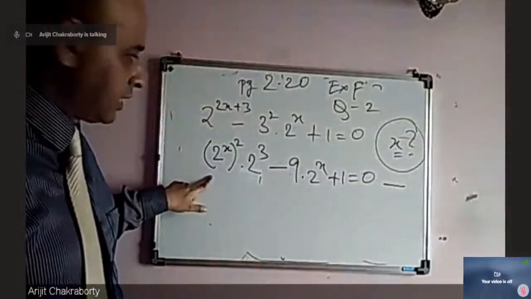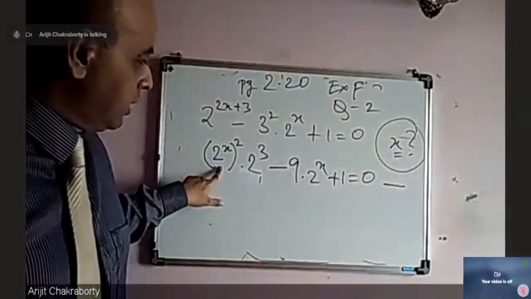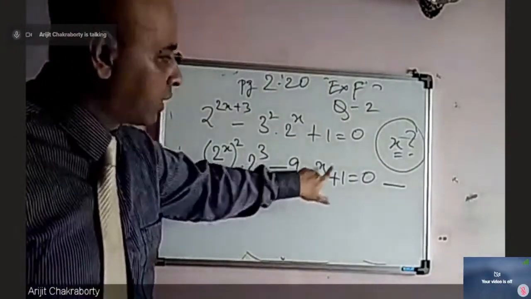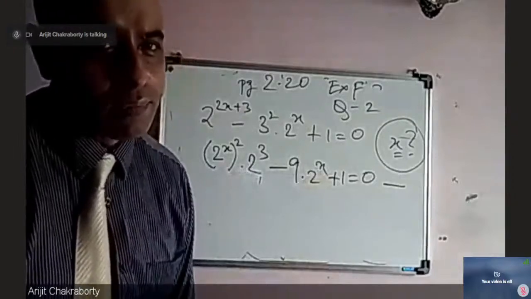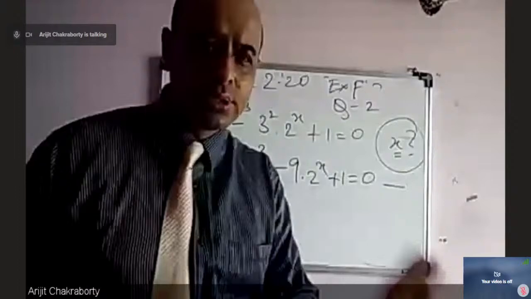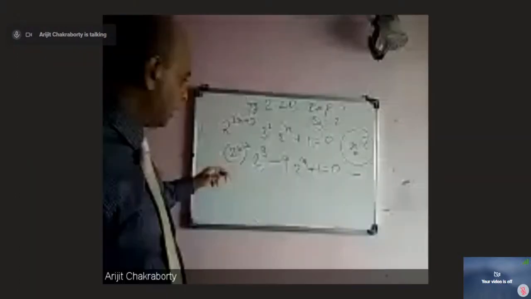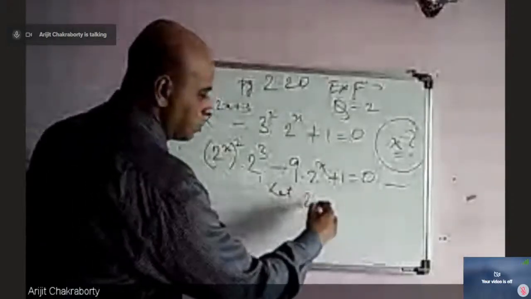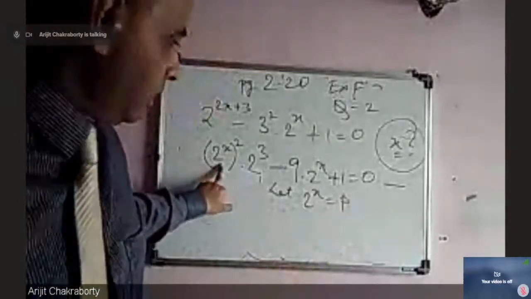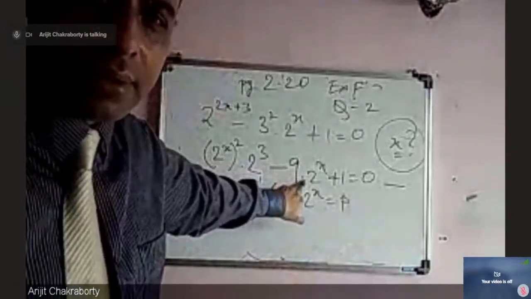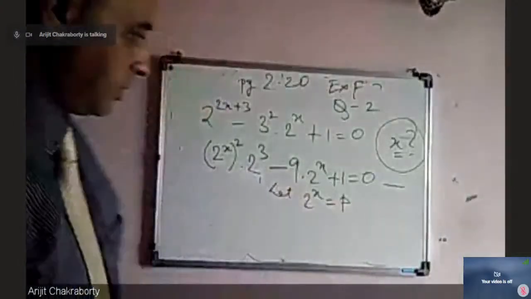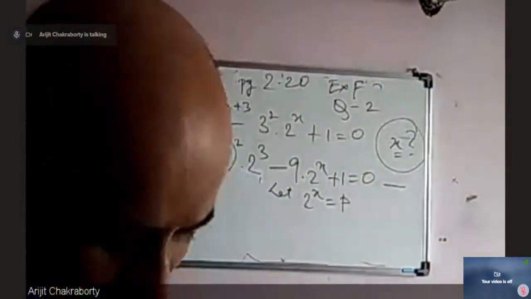So the expression is 2 to the power x whole square into 2 to the power 3 minus 9 into 2 to the power x plus 1 is equal to 0. Fine, I hope students you are following. You are fine. Now, second step. Let 2 to the power x be equal to p. We have 2 to the power x here, we also have 2 to the power x here. Right? So let 2 to the power x be p. 2 to the power x is assumed to be p.